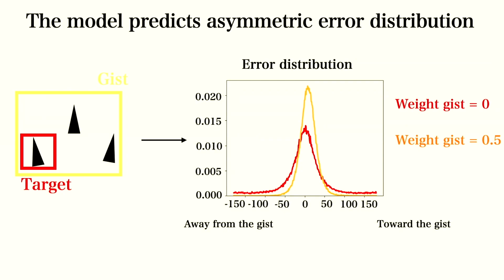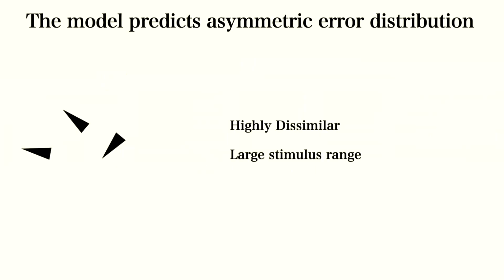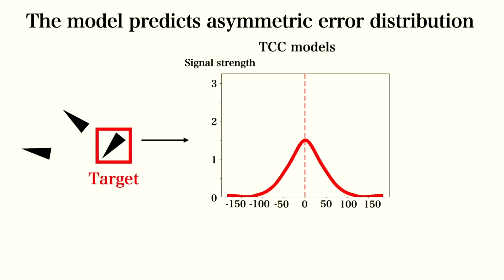And more importantly, you can see that the error distribution after combining these two representations becomes narrower, reflecting the precision-bias trade-off in this case. And here's another example. Compared to the previous one, these stimuli are more dissimilar to each other and they have a larger stimulus range.